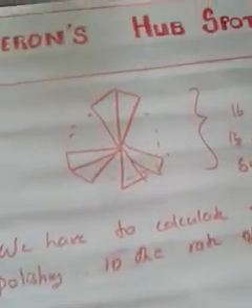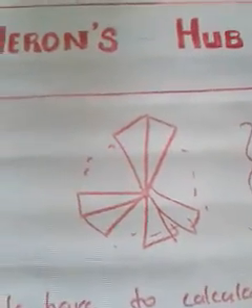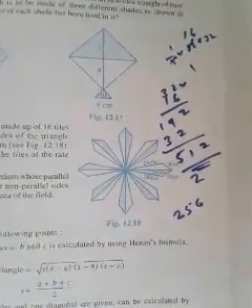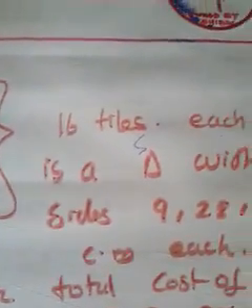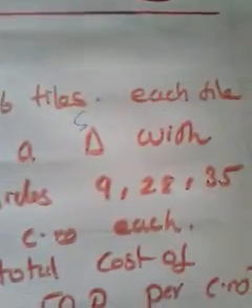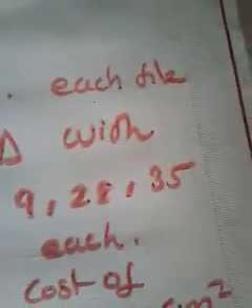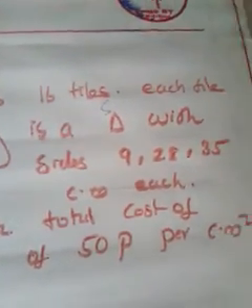So this is the question. It's a floral design. So see, this is the figure according to that question. This is a rough figure only, and it contains 16 tiles. So there are 16 tiles in total, and each tile is in the shape of a triangle with sides 9, 28, 35. Three sides are given, isn't it?